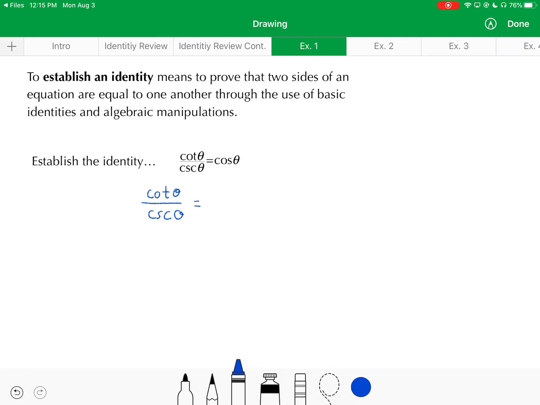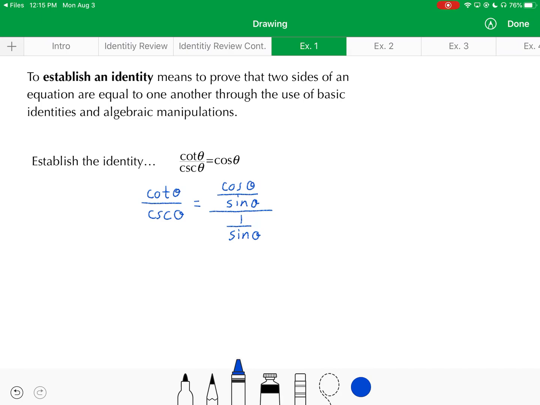So first thing I'll do is I'll take cotangent of theta and I'll apply a quotient identity to it. Cotangent of theta is the same as cosine of theta over sine of theta, okay? And then cosecant of theta, I will use a reciprocal identity and rewrite it as 1 over the sine of theta, okay?